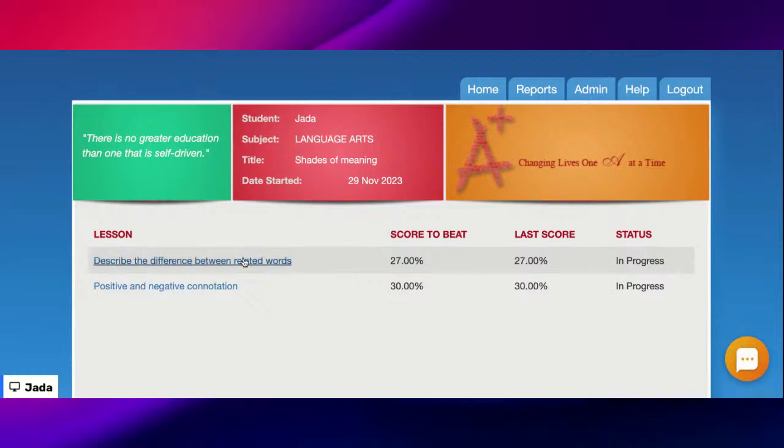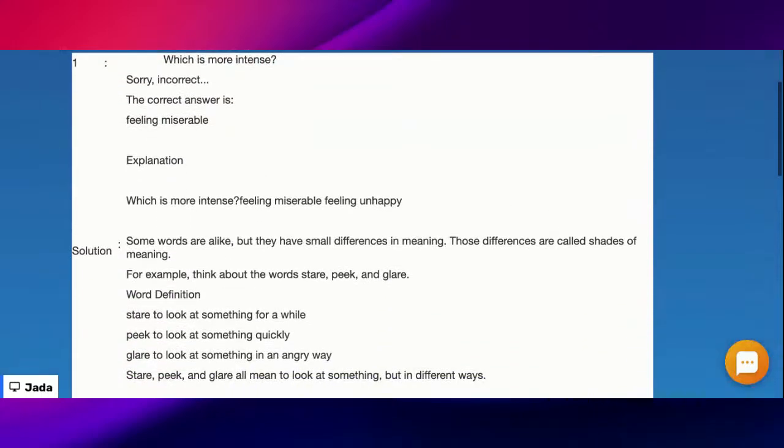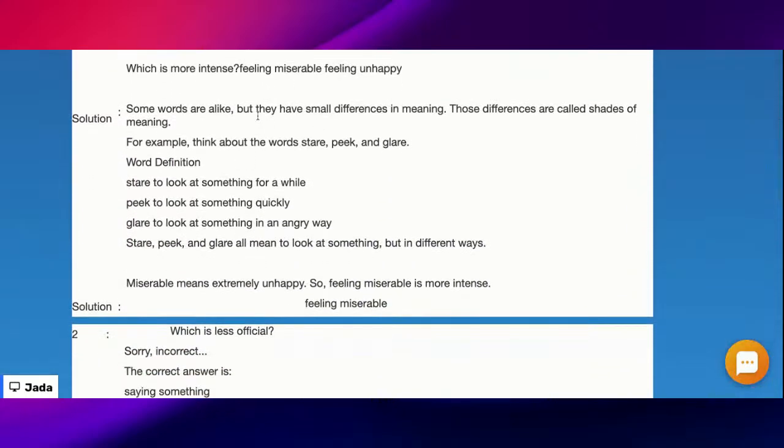Okay, so our first lesson will be describe the difference between related words. All right, so first, let's take notes. Some words are alike, but they have small difference in meaning. Those differences are called shades of meaning. So we have words that are alike, but with a little bit of difference. And the differences, we call them shades of meaning.